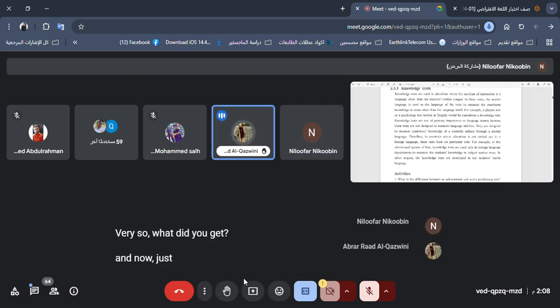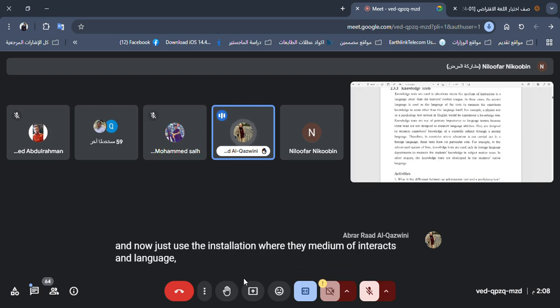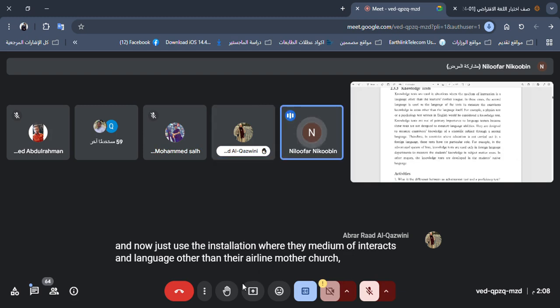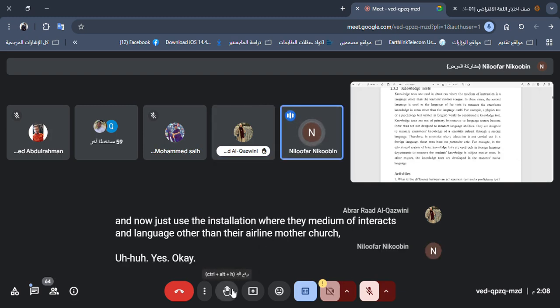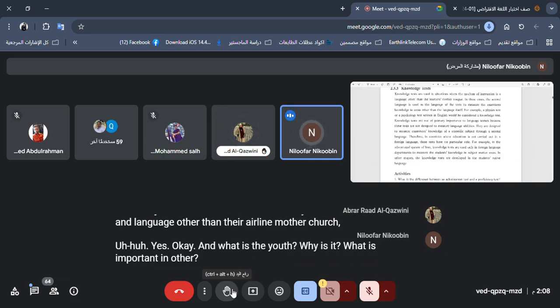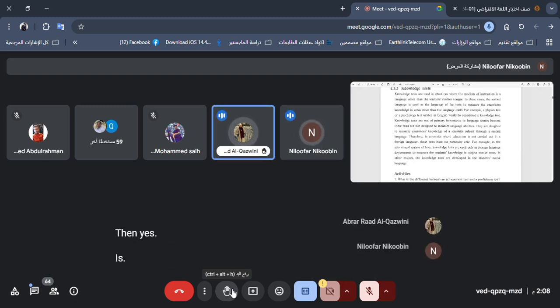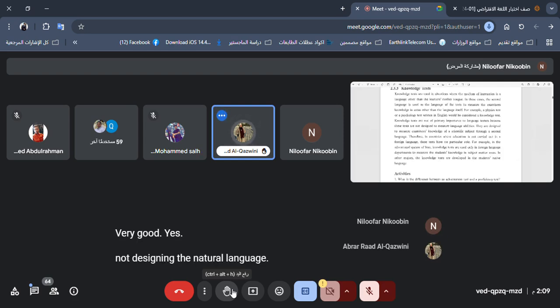Knowledge tests are used in a situation where the medium of instruction is a language other than the learner's mother tongue. Okay. And what is important in knowledge tests? Are they very important to language tests? Very good, because these tests are not designed to measure language abilities.